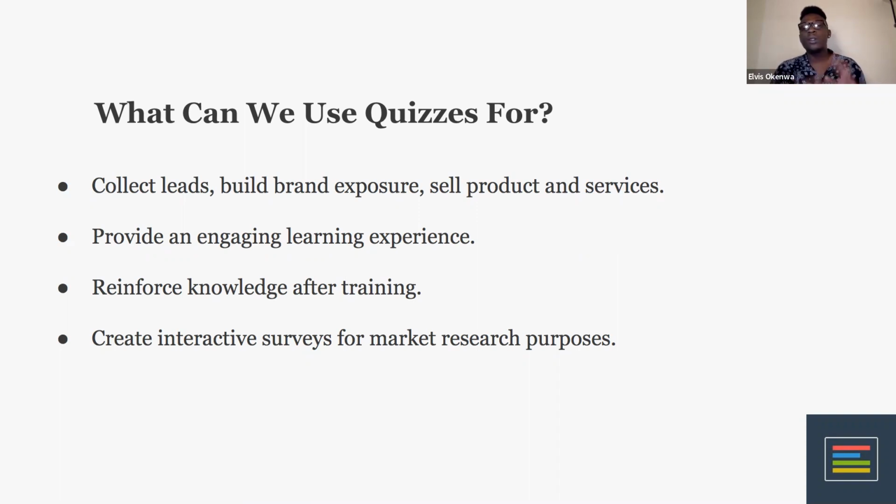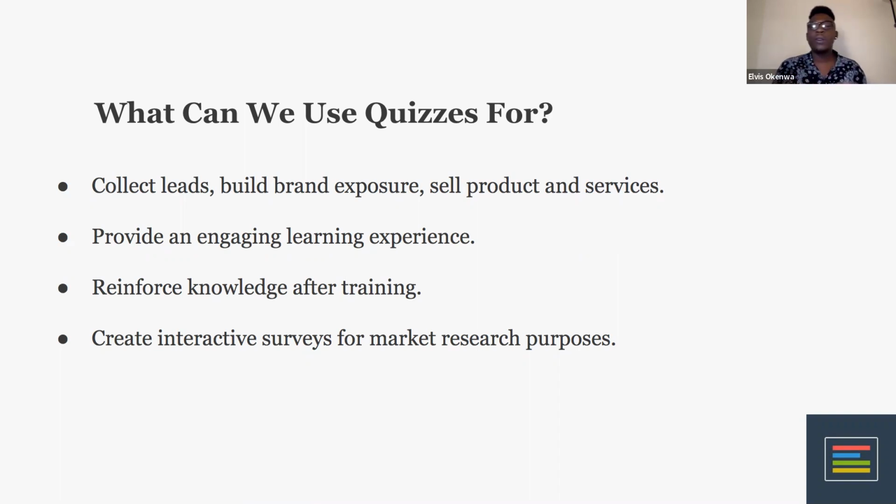The third use is you can use it to reinforce knowledge after training. Okay, so if you have a training course, or let's say you have a webinar, after your audience has gone through the webinar, you can create a quiz that tests them on what they learned during the webinar. All right, and that way you can reinforce knowledge after they've gone through the training. So that is the third use for quizzes.